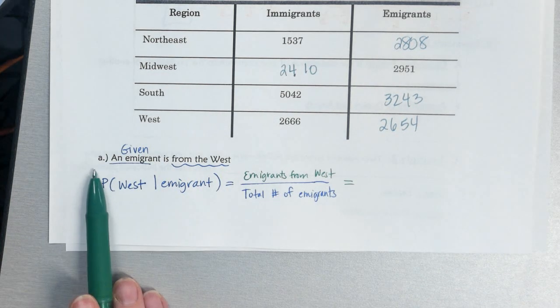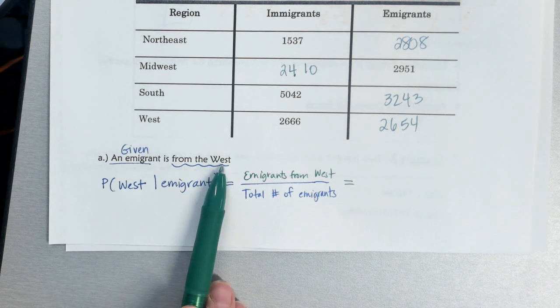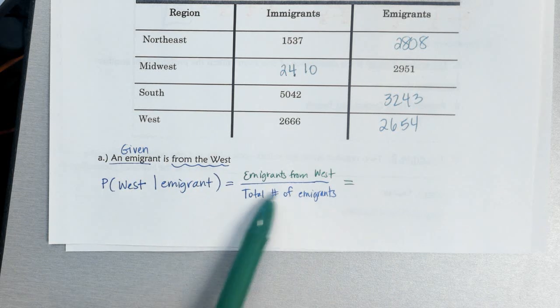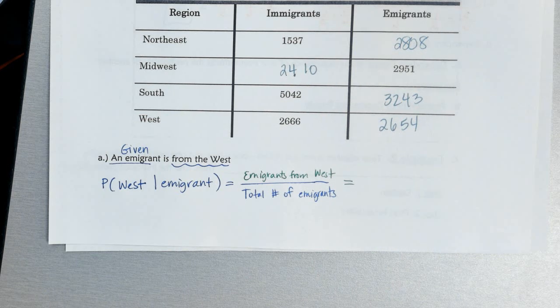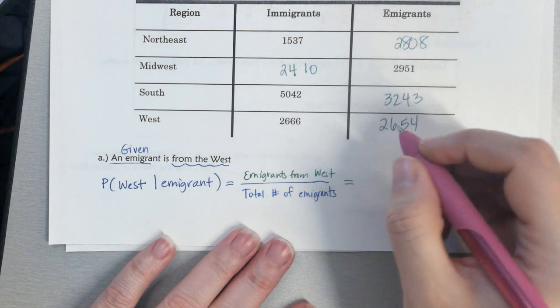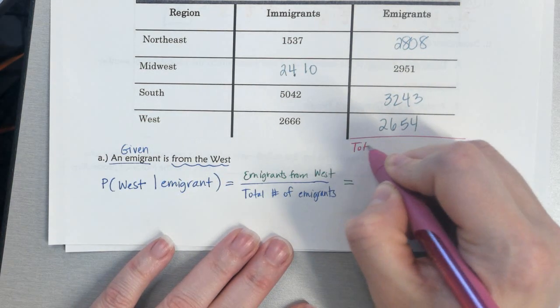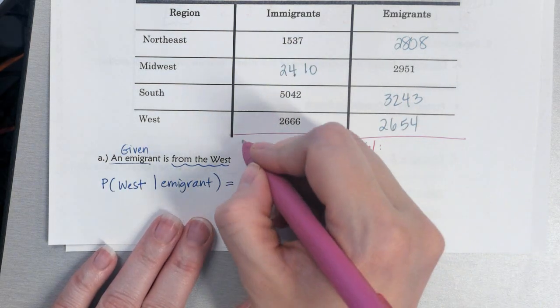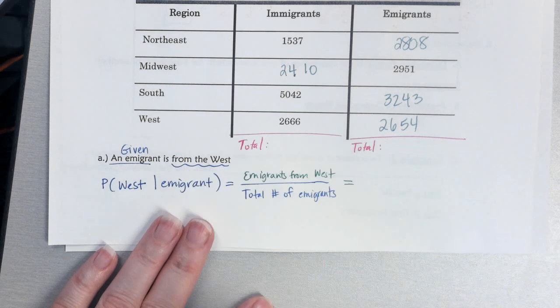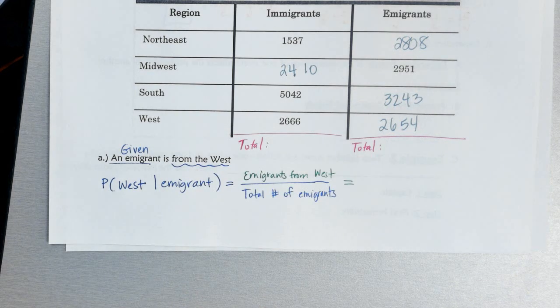Okay, so find the probability that an immigrant is from the West. So to find the total number of immigrants, what are we going to have to do here? We're going to have to add them together. Okay, so we're going to have to find the total. And then eventually we are going to need to total this as well. So if you guys just want to total both at the same time. Okay, and you can use your calculator.